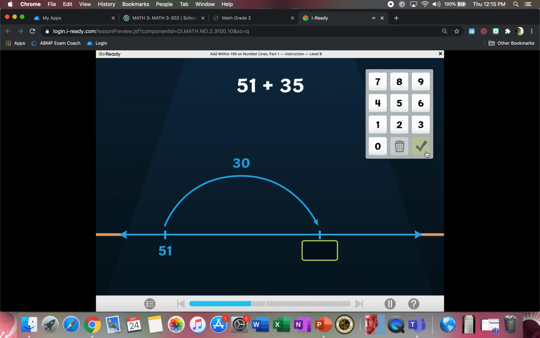51 plus 30. I know that 51 plus 10 would be 61. Another 10 would be 71. And a third 10 would be 81.